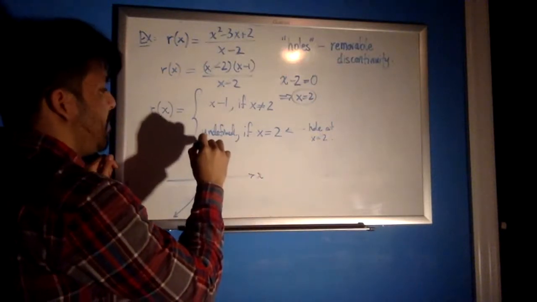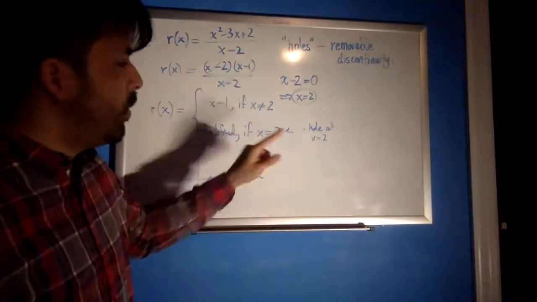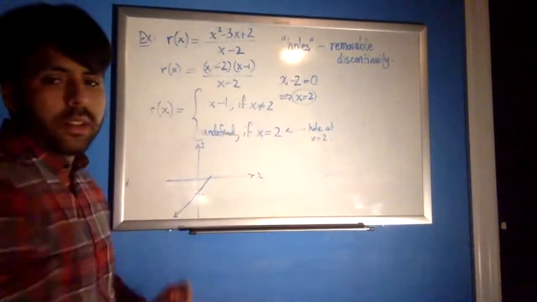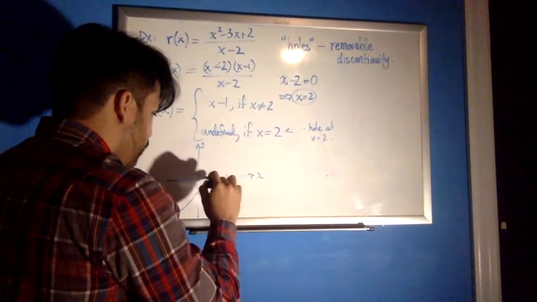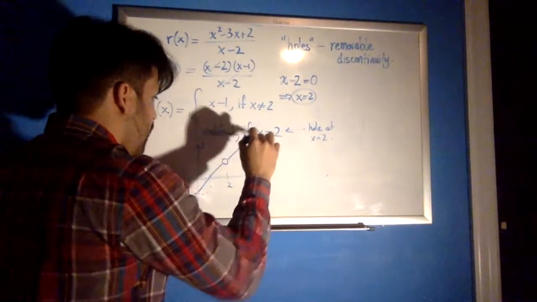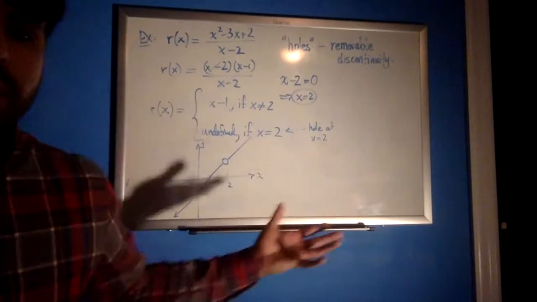But what is the problem? The problem occurs where? When x equals 2. Everywhere else, it's a straight line. But at 2, so this is 1, right? And at 2, what happens at 2? Open circle. There's a hole. Hence undefined. That's where the undefined comes into play.